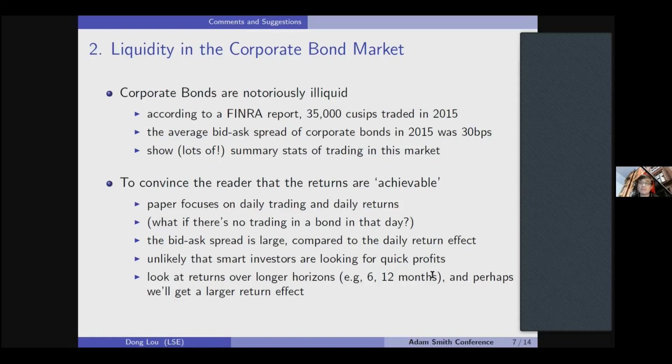Okay, so the paper focuses on daily trading and daily returns. Just a very minor point: what if there's no trading in a bond on a particular day? How do you compute the daily return? It's not clear in the paper. Now, my main concern here is that the bid-ask spread is large, right? 30 basis points. The daily return effect or the weekly return effect is about 3 basis points, right?